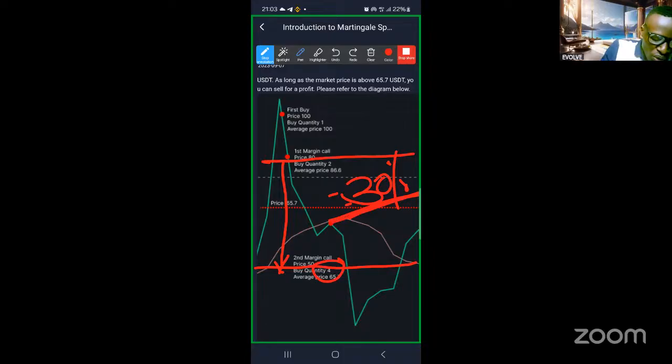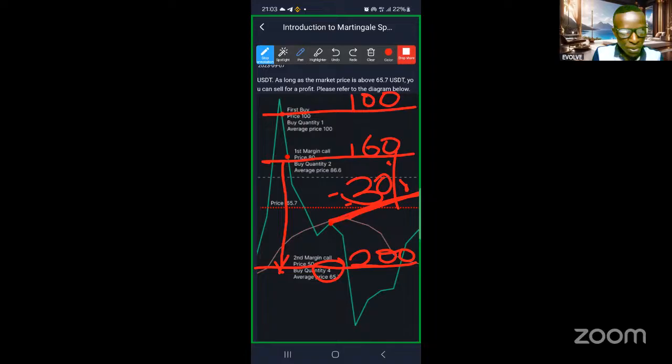So what we are going to do, 4 coins, each coin you bought at $50. It means you have entered $200 here. You entered the $160 here. And then you entered $100 here. How much is total capital invested? Can you give us the answer?